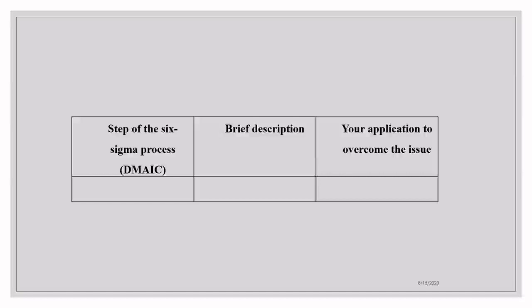Then you are going to apply that step to the given scenario, and you are required to write that information under the third column. First column, just name the step. Second one, briefly explain it, a brief description of what that step is. First step is define, then what is it? You have to write it. What is the purpose of define? Then how we are going to apply it to the given situation. It is under the third one. Likewise, you are required to write the answer for it.